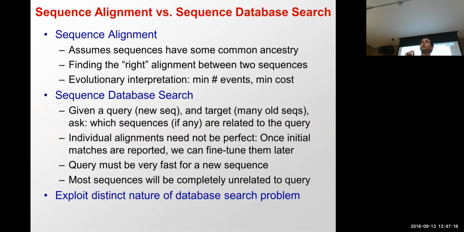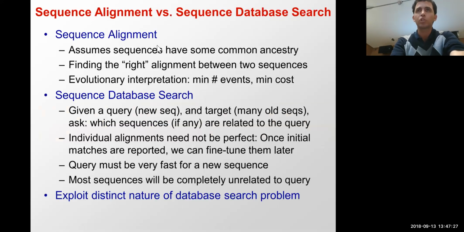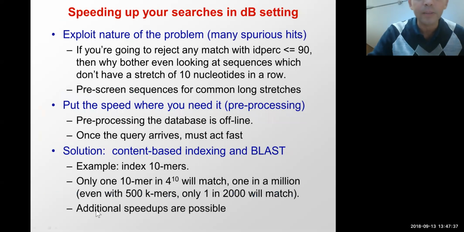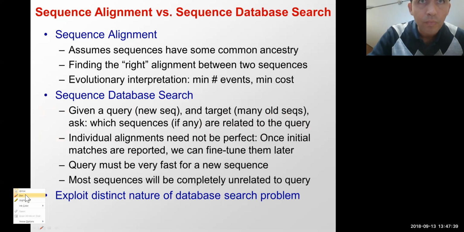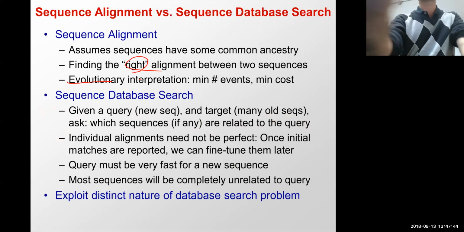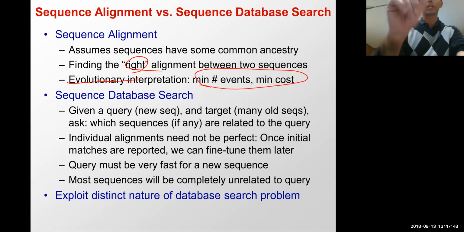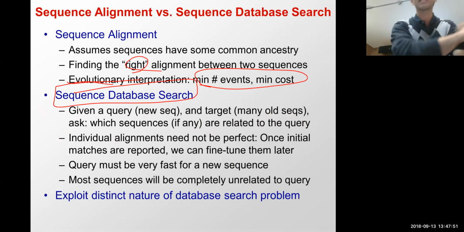So the problem it's trying to solve is not sequence alignment. The problem it's trying to solve is search, so basically sequence database search. The sequence alignment that we saw earlier assumes that the sequences have some common ancestry, and then it searches to find the right alignment between the two sequences, and it has an evolutionary interpretation in terms of the minimum number of events. That's what we did in lecture 2. In lecture 3, what we're going to try to do is sequence database search.